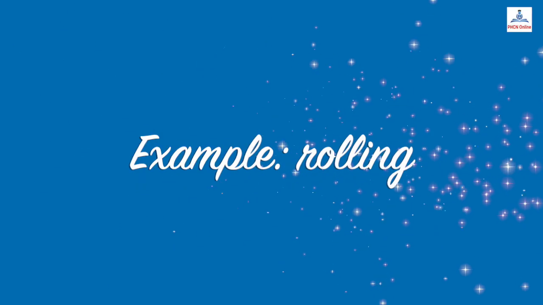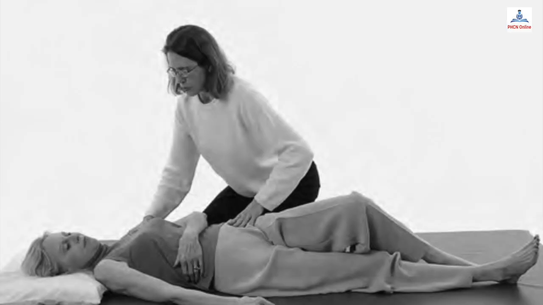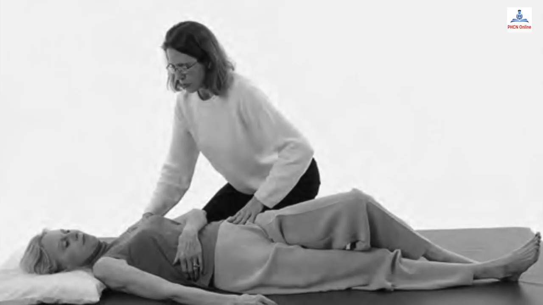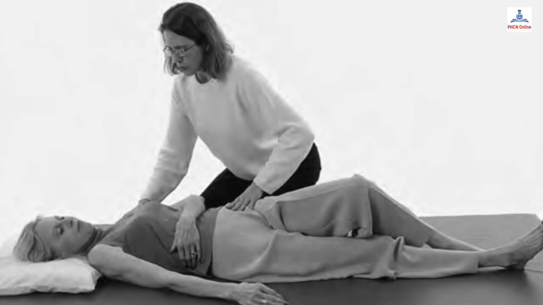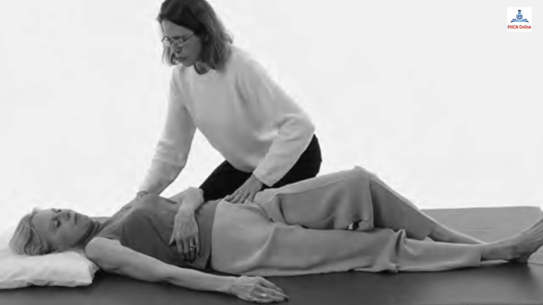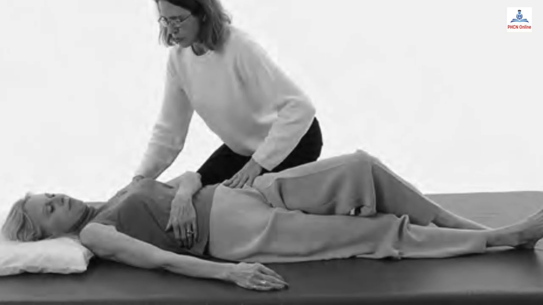Example: rhythmic initiation may be used successfully to promote efficient patterns of rolling. The patient begins supine with the head turned toward the side to which he or she intends to roll. The upper extremity on that side is prepositioned so that it is away from the body.